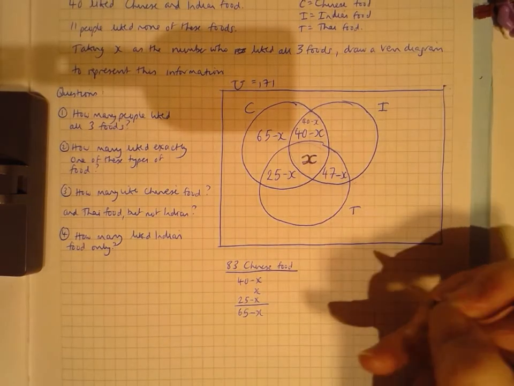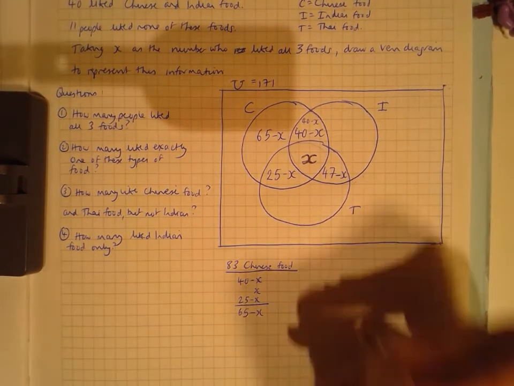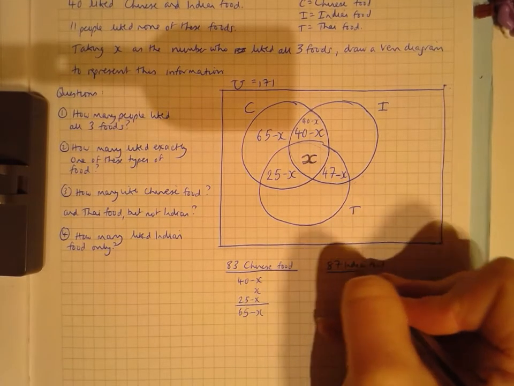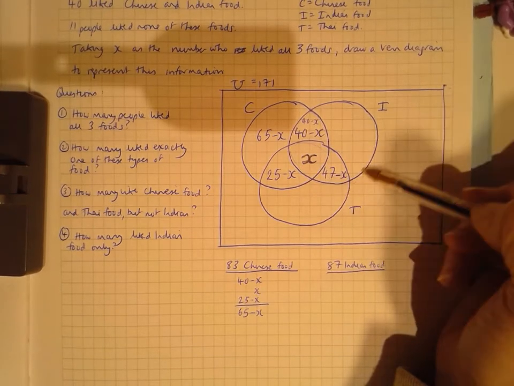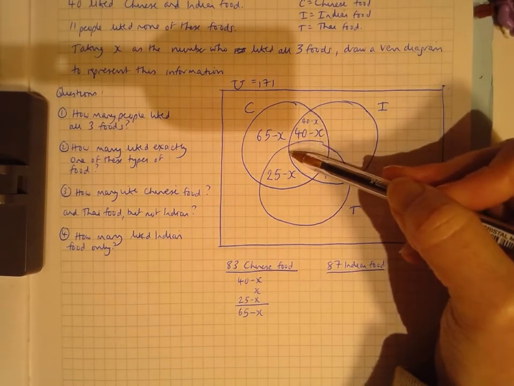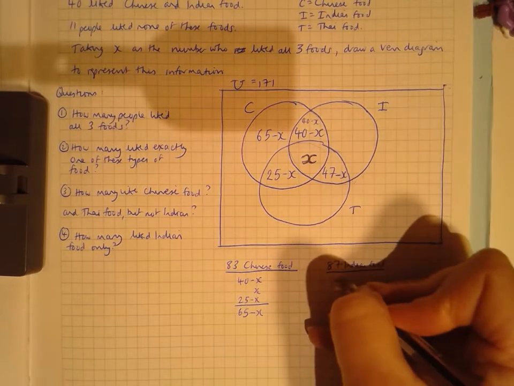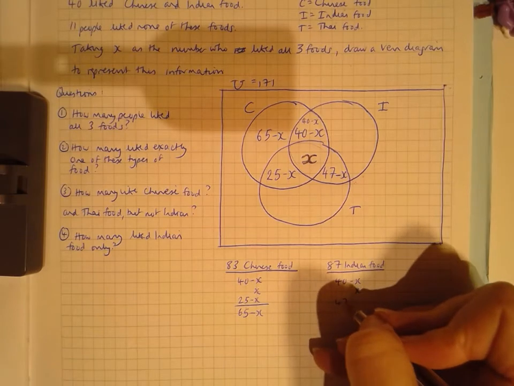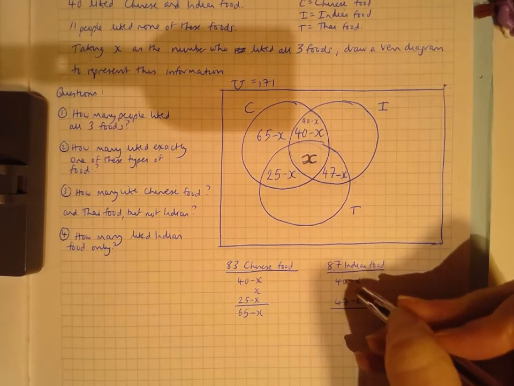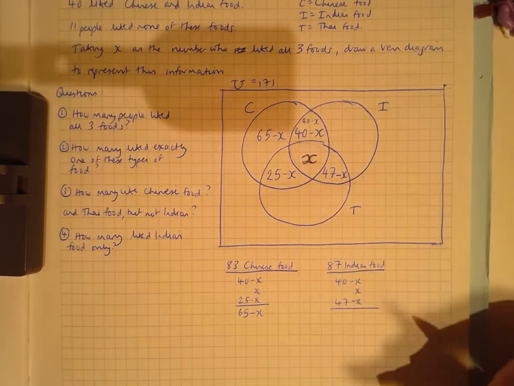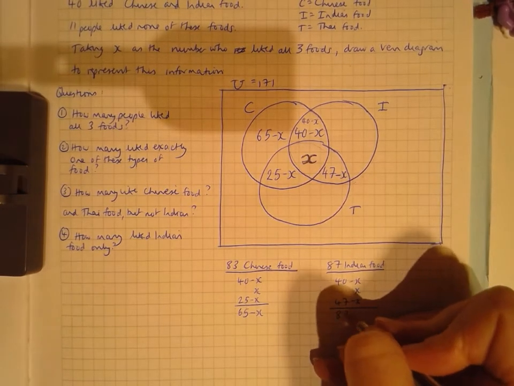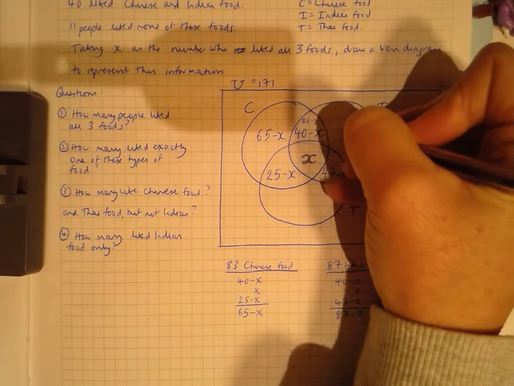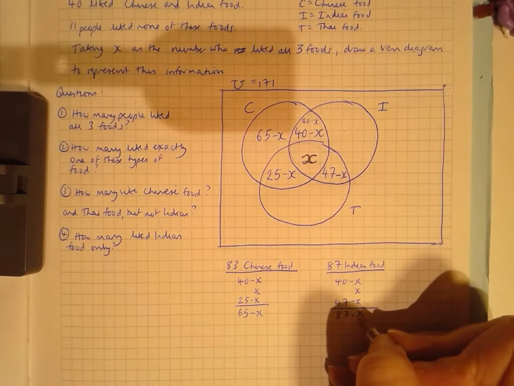Now you may not have followed that this time, but let's try the next one and it might become clear. 87 people like Indian food. So in this whole circle here has got to be 87 people. Okay, but I already have 40 minus X and 47 minus X here. I already have 87 minus X people because these cancel out. Okay, so this is 87 minus X.